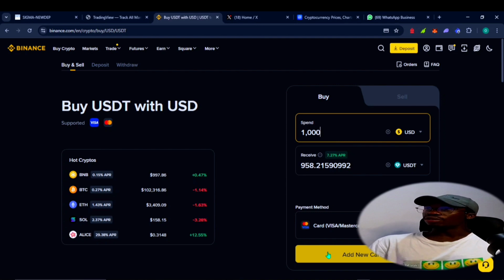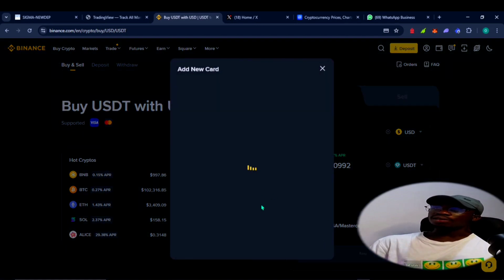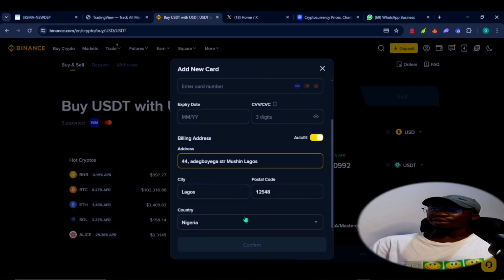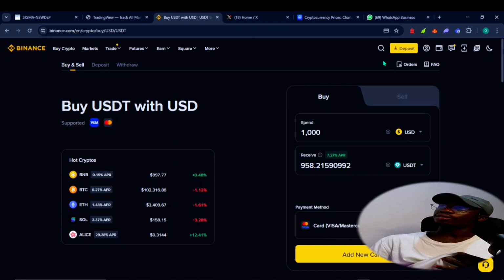So the next thing you need to do is click on Add New Card. In this place, you will put in all the information of your card, and when you're done, you click on Confirm. You'll be debited, the funds will be sent to your crypto account, and you can begin trading.